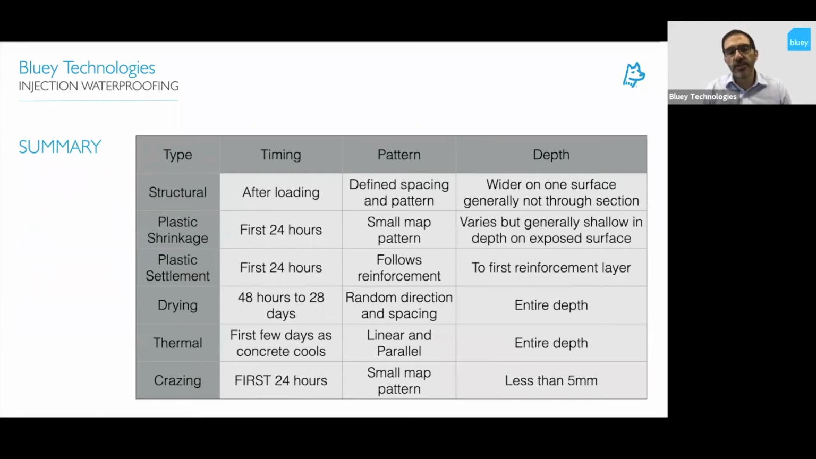I've just summarized those things here in a table. This table, as well with the presentation, will be available for downloading later. You can request a copy of it, but this is not a bad little summary to have in your pocket when you're going out to look at cracks, to look at the questions you might need to ask and the things you would look for to determine the type of cracking that's occurring.